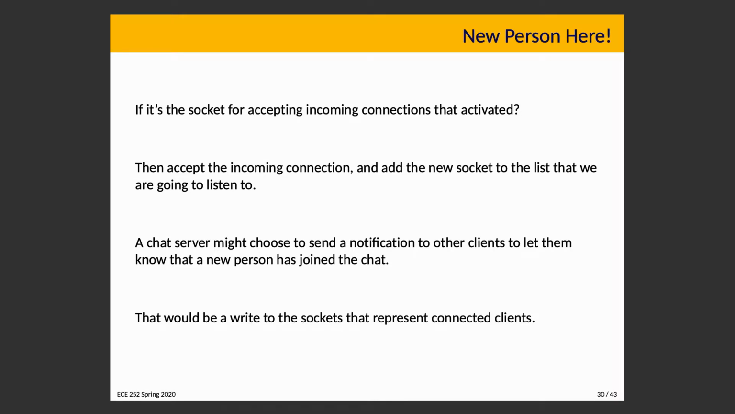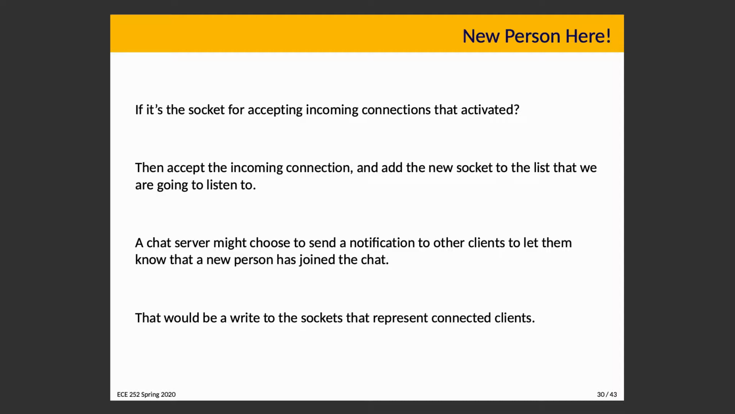So when we wake up from our select, we activate and we take the action that we are supposed to take. If it was the socket for new incoming connections, then you add the new socket to the list that we are going to listen to. It's the set that we are monitoring. And a chat server could then at that point send a notification to all the other clients to let them know a new person has joined the room.